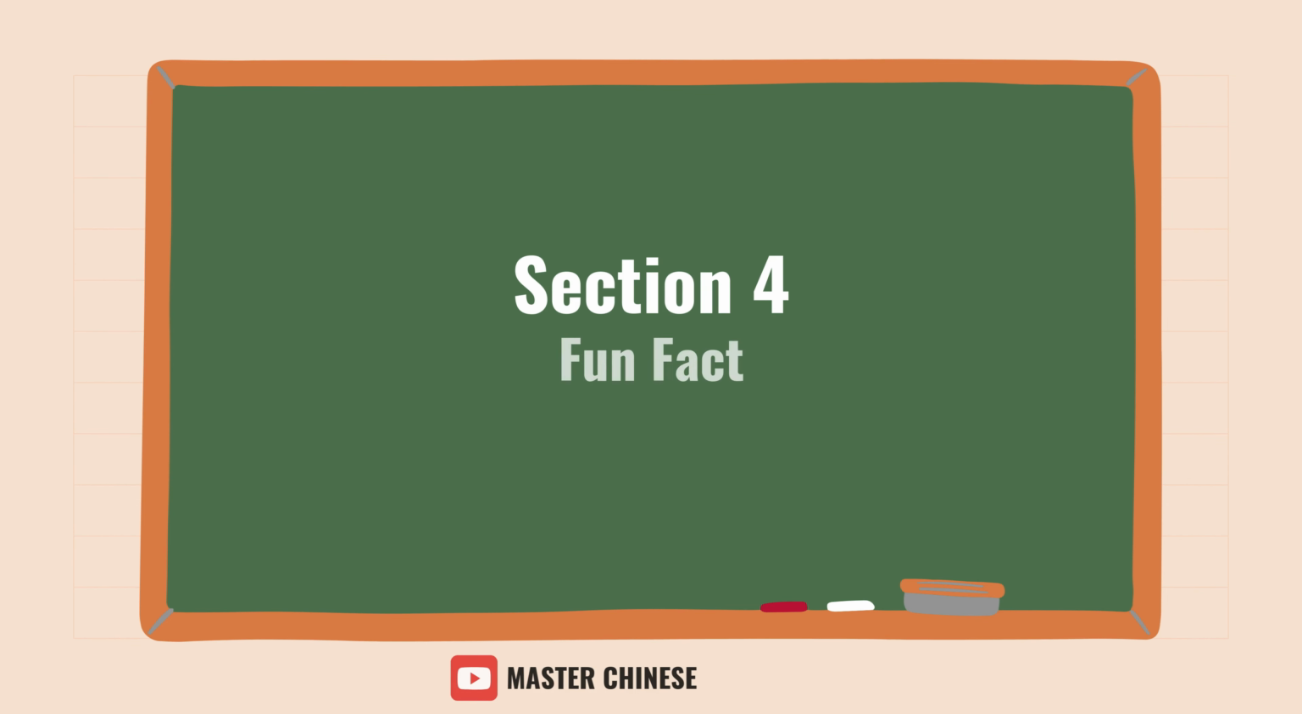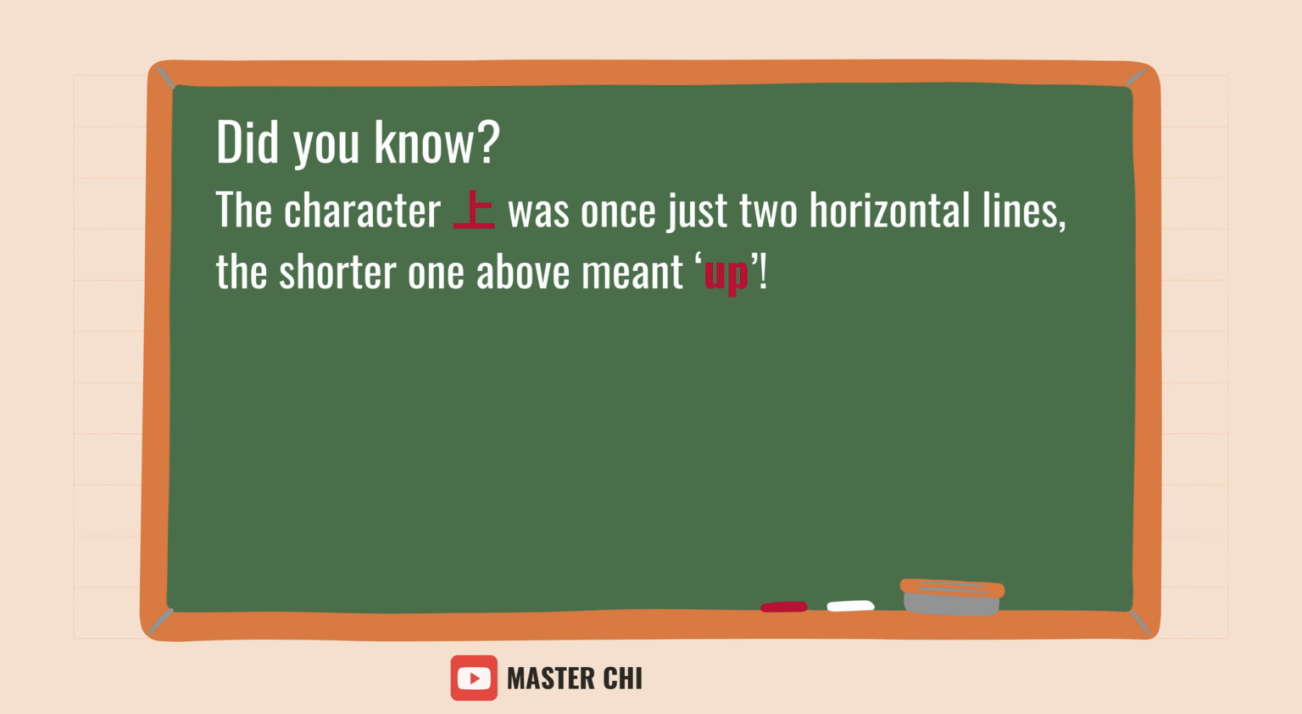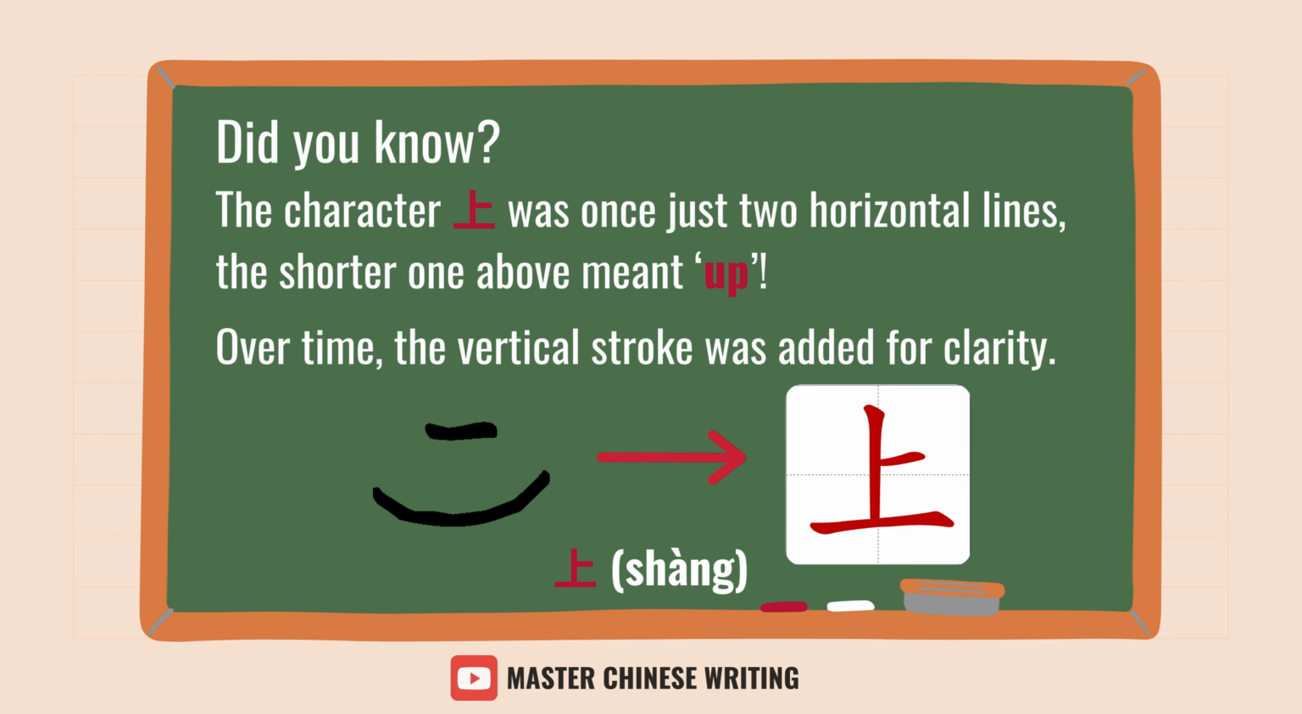Section 4. Fun fact. Did you know? The character 上 was once just 2 horizontal lines. The shorter one above meant up. Over time, the vertical stroke was added for clarity.